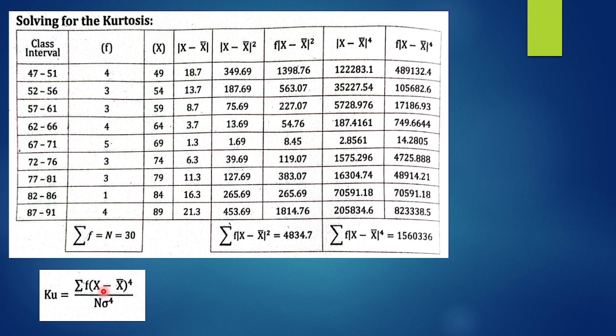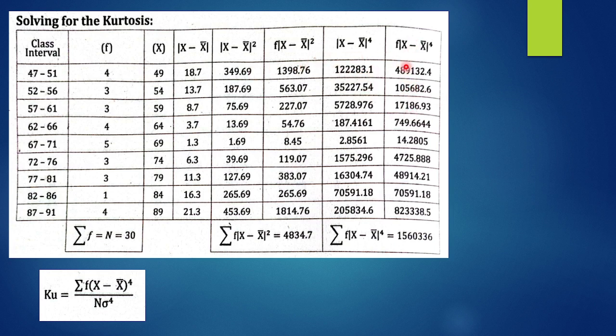So for that, what we will do is continue filling out this table here, up to the raised to 4. So raised to 2, raised to 2. Of course, if we raise it to 4, then it will become 12,000. I'm sorry, it's 122,283.1. You just do the process.